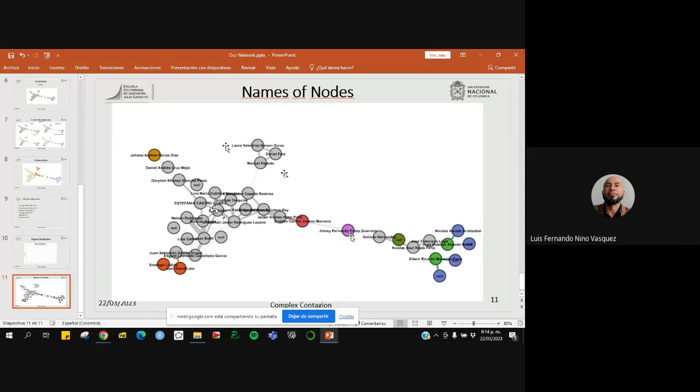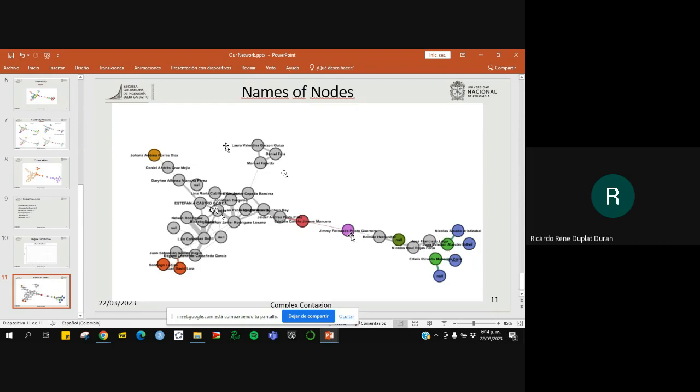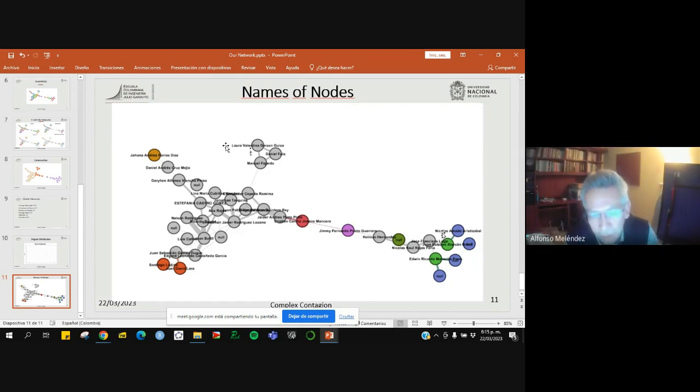Ricardo has a question. Okay, Ricardo, tell me. Hello, I saw the arrows, so were weights used? Thank you for the question, Ricardo. Very good question. I drew this graph as an undirected graph, but the original graph is directed, because friendship is a directed relation.